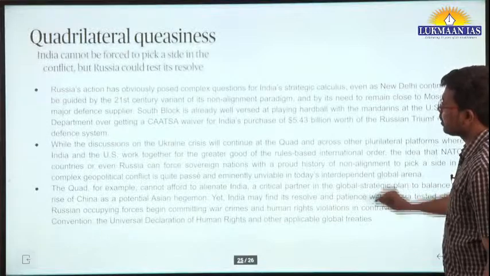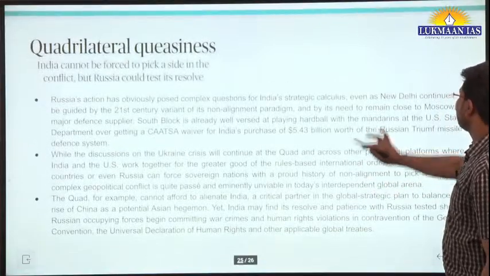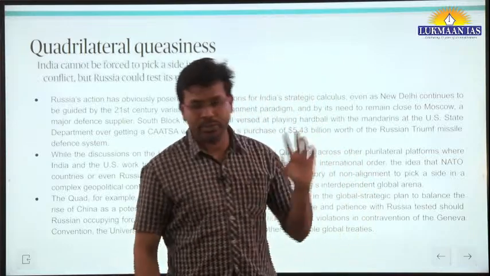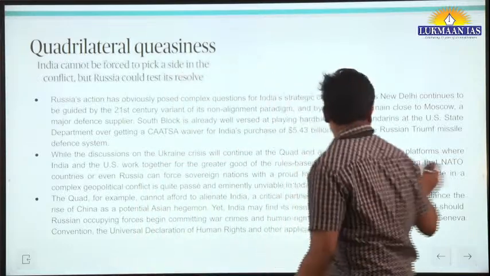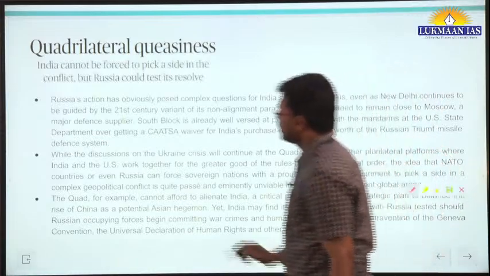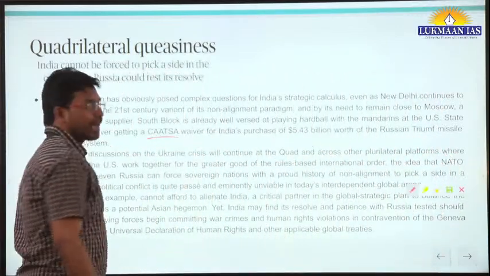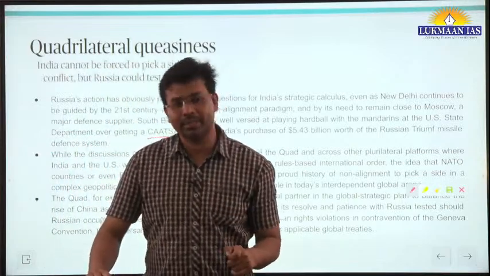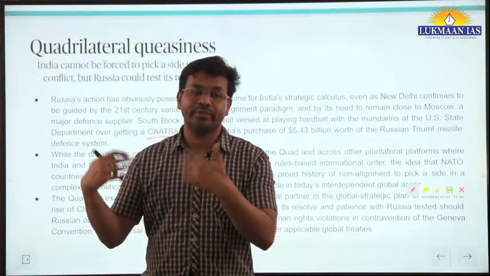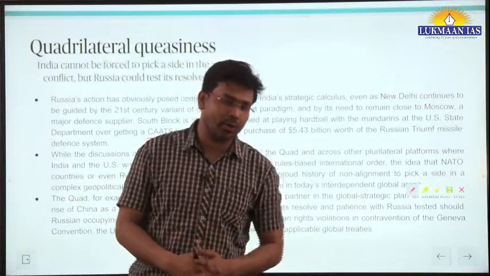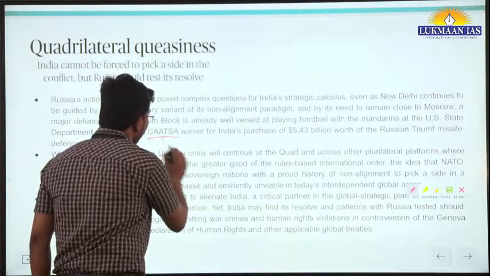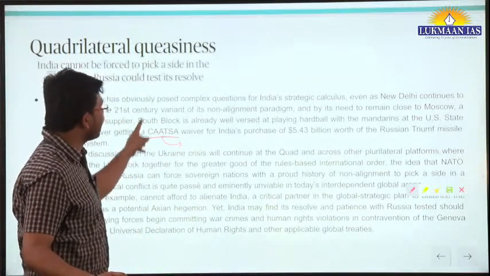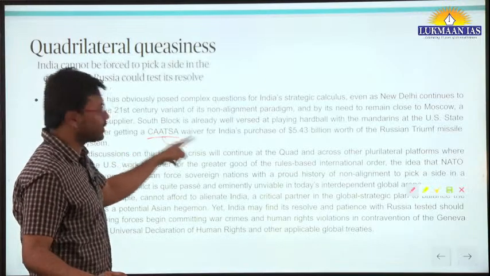You will understand about this quadrilateral security dialogue. This was just a meeting, and this topic was in the news. You need to understand about the quadrilateral security dialogue, and you also need to understand CAATSA. CAATSA is a law of the United States of America, similar to the laws of different countries, as India also has different laws. This is one of the financial laws that the USA has placed for itself. It is known as the Countering America's Adversaries Through Sanctions Act.